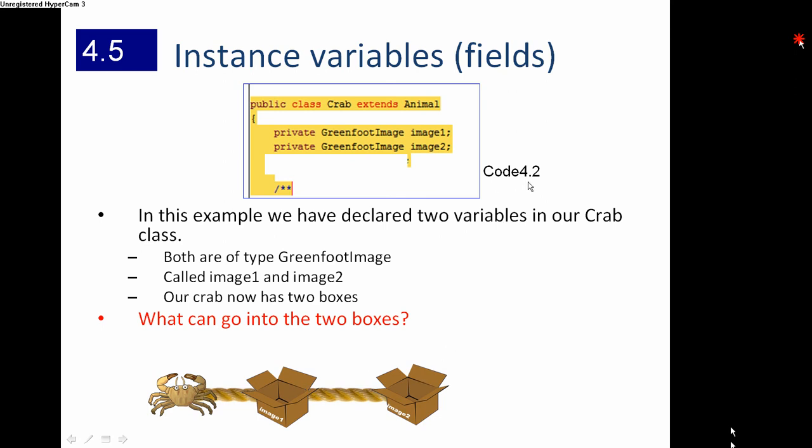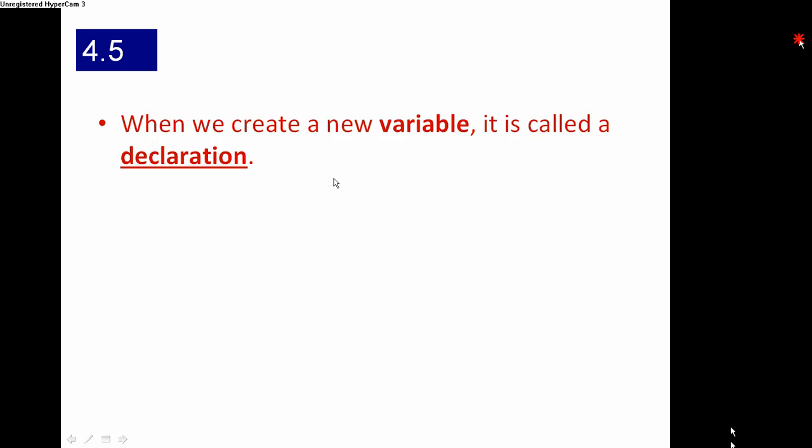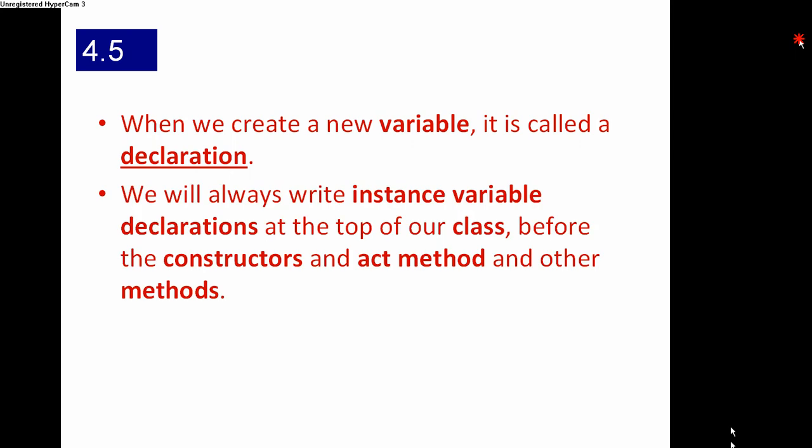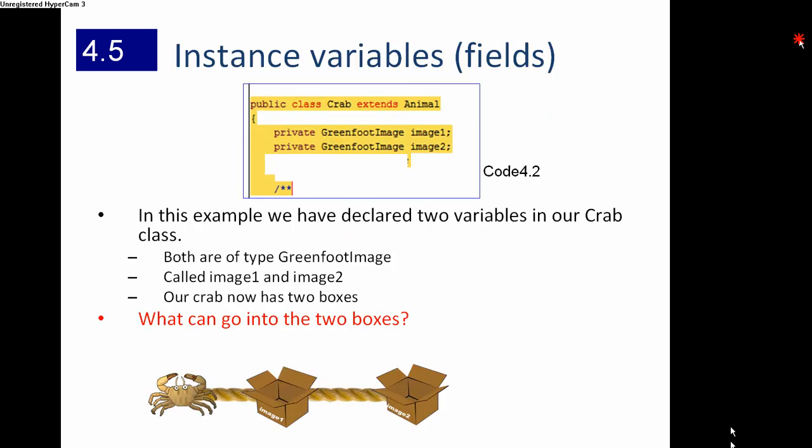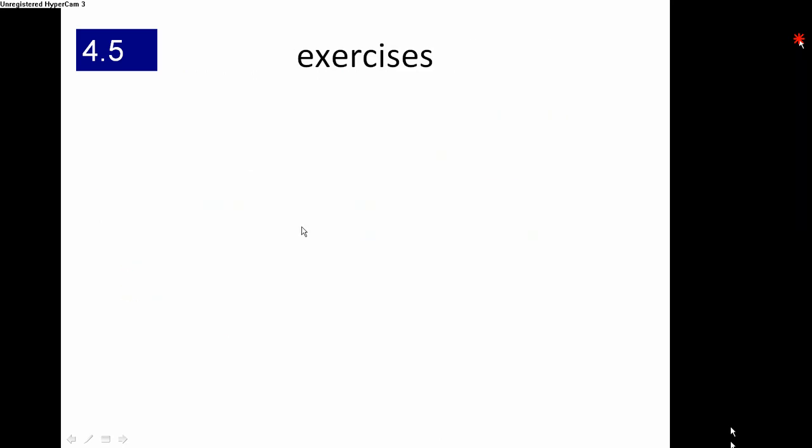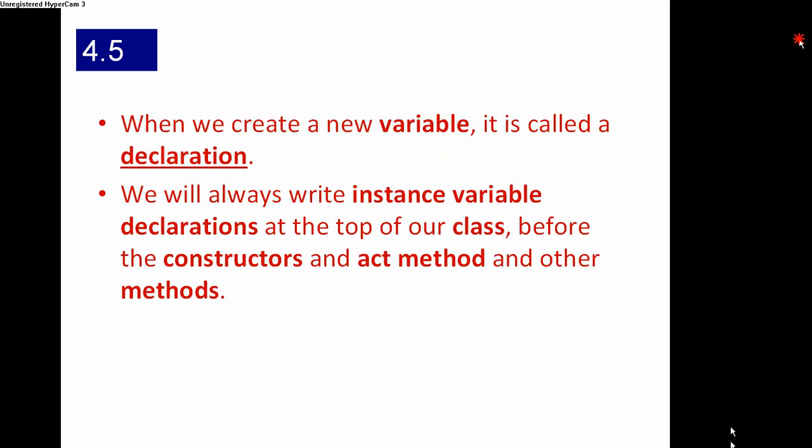Answer that down. By the way, here's code 4-2. Don't type this code in yet, because that'll mess you up for later, but you will in a little while. Just remember, this is where you find code 4.2. Write this down. When we create a new variable, it is called a declaration statement. We will always write instance variable declarations at the top of our class, before the constructors and the act method and other methods. So what that's saying is, right up here, it's the first thing we do. What would come next is probably the constructor, then the act method, and then other methods. It goes right up at the top. Take these notes.